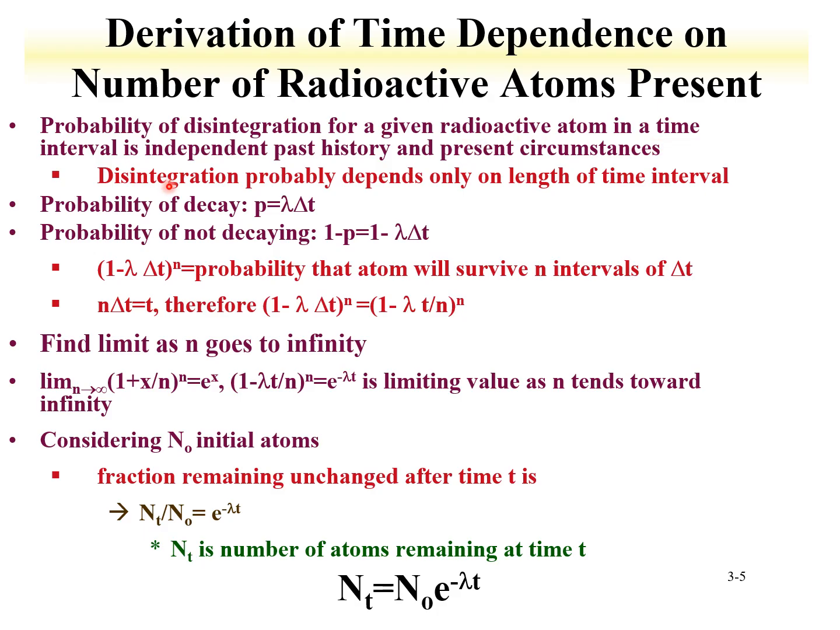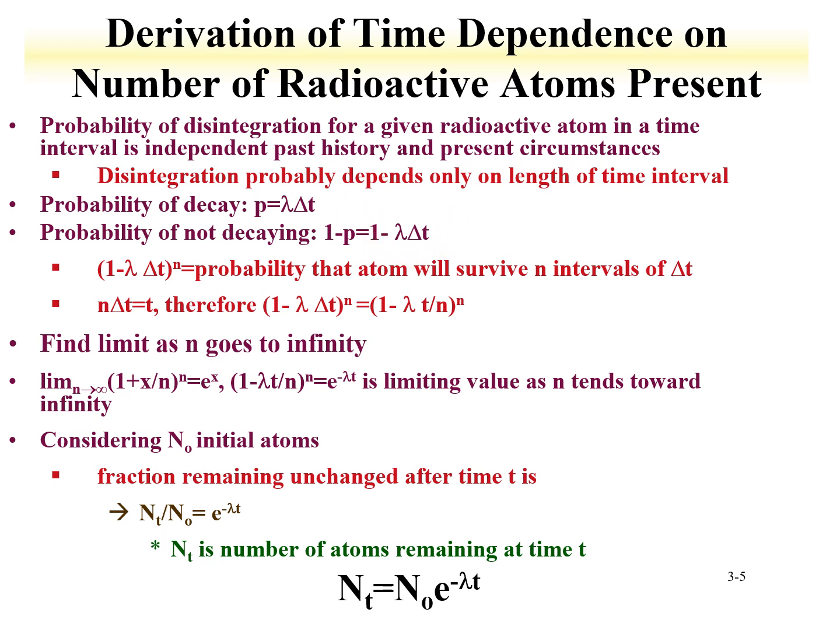So the probability of disintegration only depends upon the length of the time interval you're talking about. If that time interval is a half-life, the probability of a disintegration is 50%. So the probability of decay is equal to the decay constant times whatever time interval we're looking at. The probability of it not decaying is 1 minus that, right? So 1 minus the decay constant times the time interval.